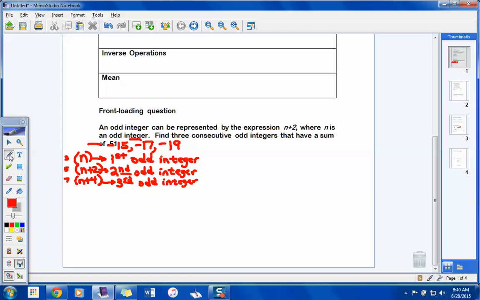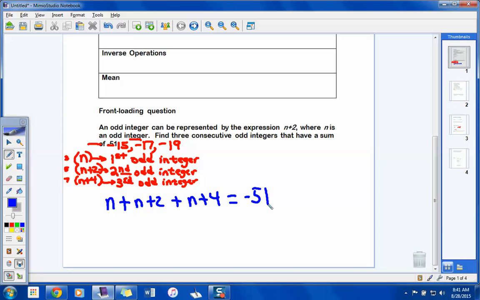All right, let's do the work for this. So the first integer was represented by which variable here? N, plus the second odd integer, which was n plus 2, plus the third odd integer, which was n plus 4. That's all going to add up or sum up to what value again? Negative 51. Okay.